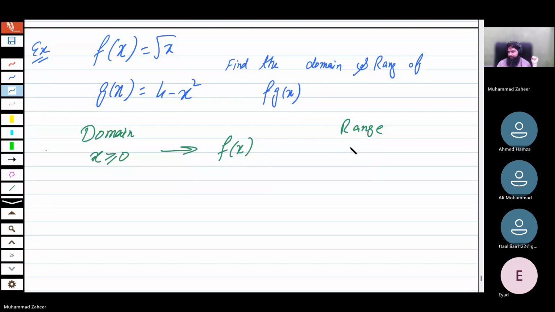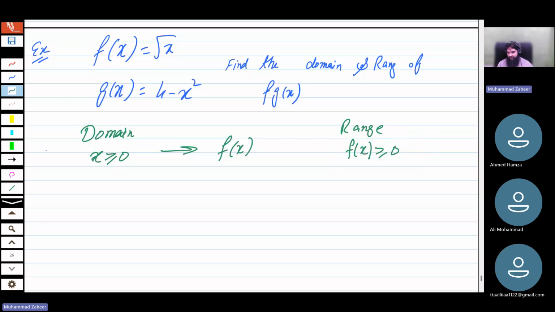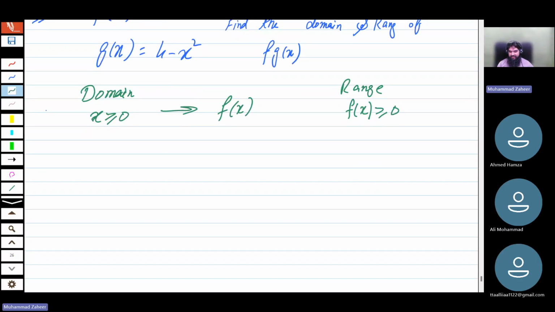Can you remember? The range of f of x. It will be f of x is greater than or equal to 0, meaning it is also the positive value. The actual output of the square root function is always a positive value, because you are substituting a positive value, so the answer is always going to be a positive one. Now this is talking about f of x.